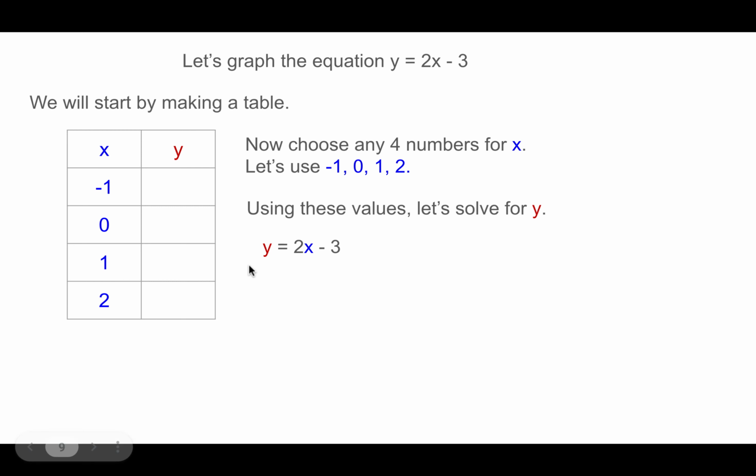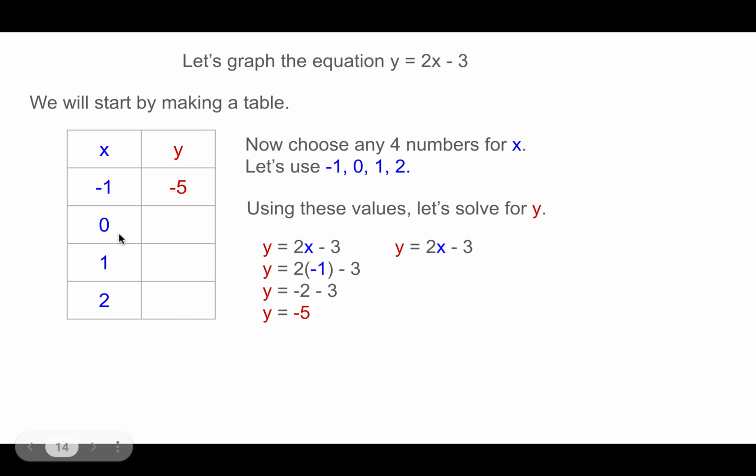We'll take our original equation, y equals 2x minus 3. Notice I made the y red and the x blue to help you see how we're going to replace the variables. So I replace the variable x with my first number for x, which is -1. And then I solve the equation. So 2 multiplied by -1 is -2. And -2 minus 3 is -5. So the value for y is -5.